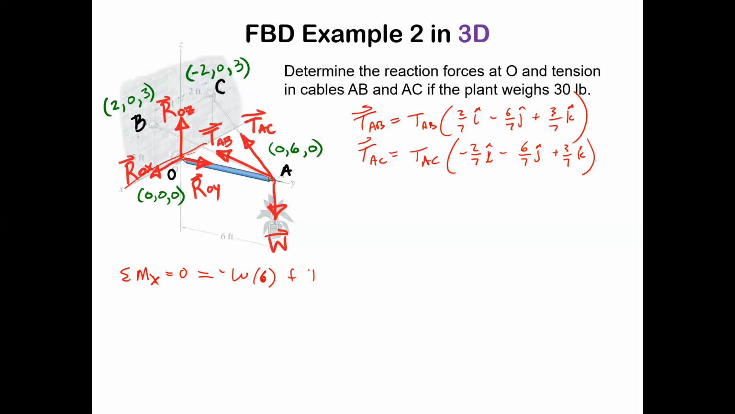Because it's going to be plus TAB times, the vertical component is going to be times 3/7, and the moment arm is going to be 6, right? And then plus TAC times the same deal, times 3/7 times 6 as well. That has to equal 0. And the weight is 30, so that'll allow us to have at least one equation, 2 unknowns.